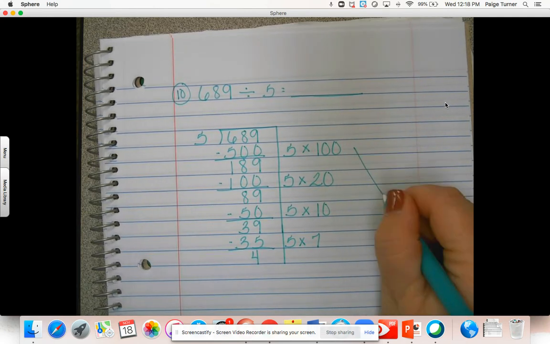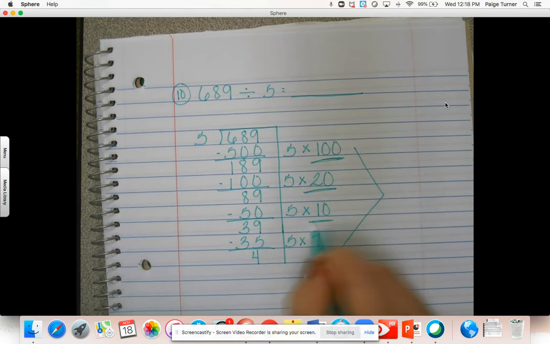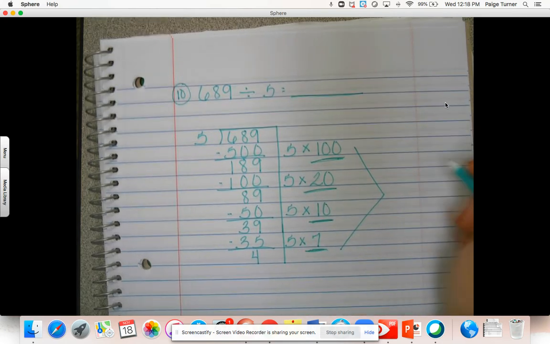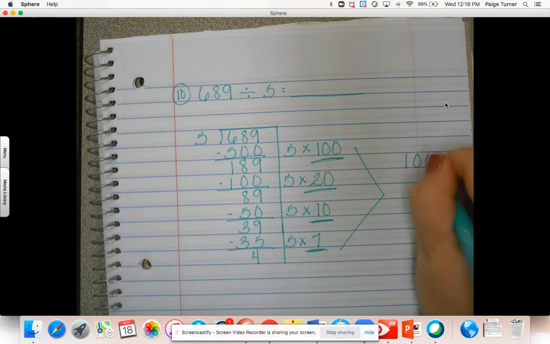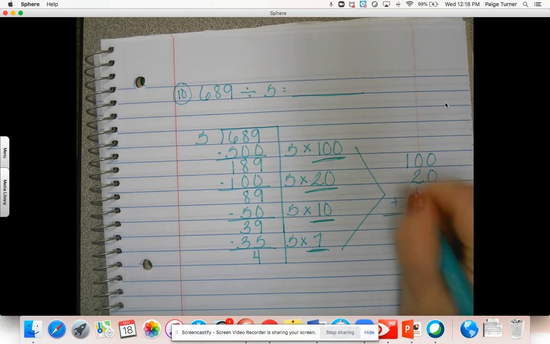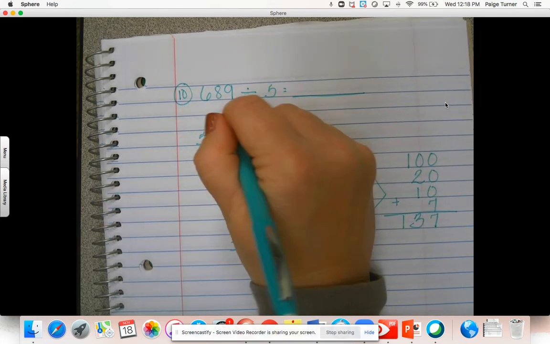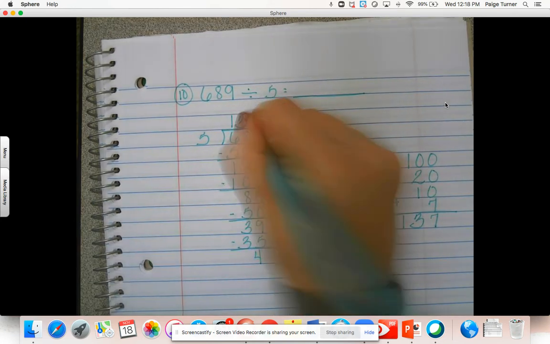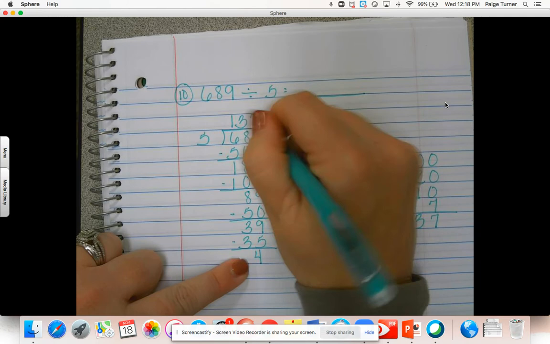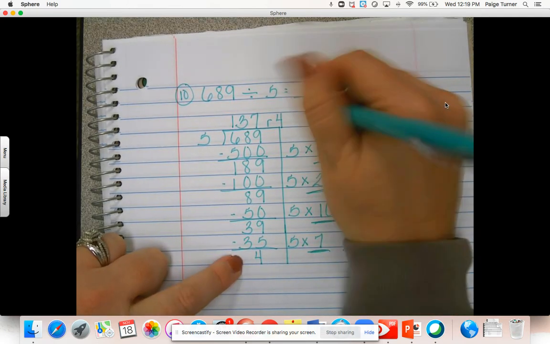And here we have our partial quotients, 100, 20, 10, and 7. So to get our final quotient, we just add them all together. 100, 20, 10, and 7. And of course, that's going to give us 137. So we're going to plug that in up here where our answer goes. 137, and then we will have a remainder of 4. Do not forget that remainder. A lot of people do.